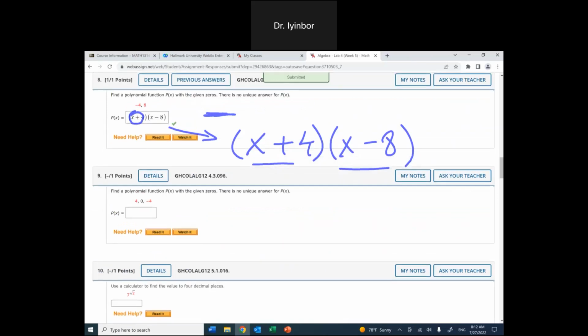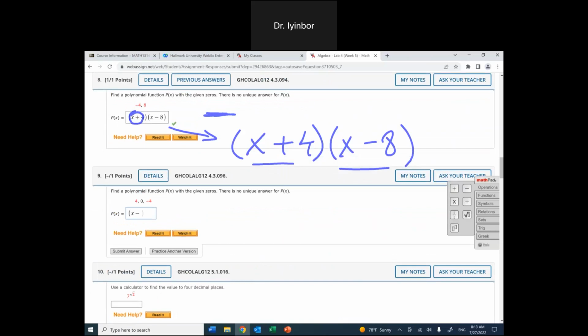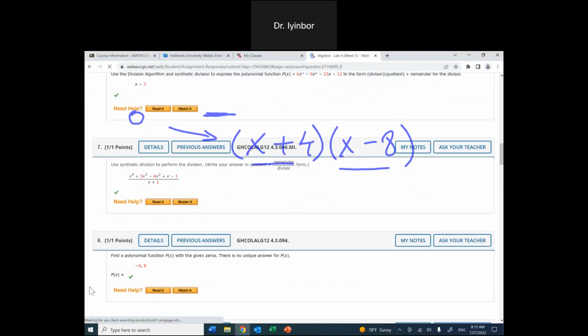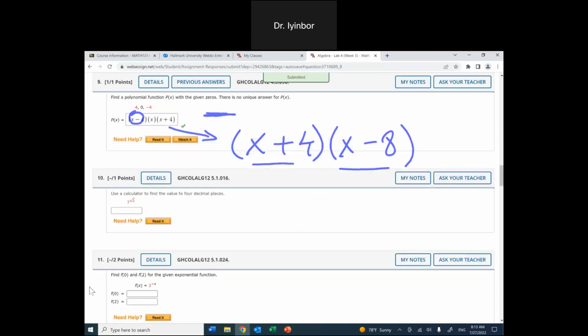And I'm going to do 9 real quick the same way. So for 9, we have 4. So the factor is going to be x minus 4, the opposite of it. Then you have 0. x minus 0, x plus 0, doesn't matter, just x. And then the other one is going to be x, change the negative to +4. And that's my answer. Just leave it like that. You don't have to FOIL. Okay, so that's also the answer for number 8 and number 9.